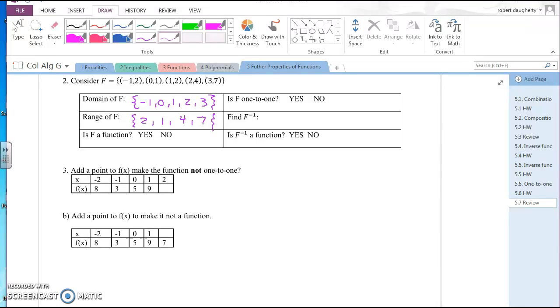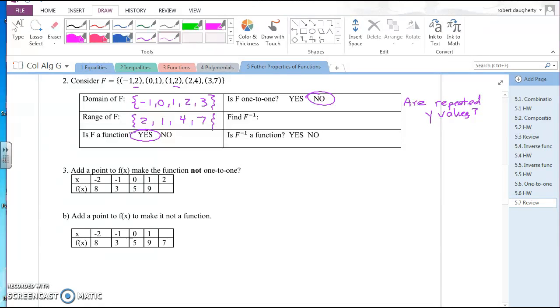Is f one-to-one? When it's one-to-one, you're asking yourself, are there any repeated y values? If I have repeated y values, it's not one-to-one. So if I look at my y values, the 2 is repeated, so this is not one-to-one. Is this a function? Remember, for functions, I'm asking, are there any repeated x values? Negative 1, 0, 1, 2, 3. It is a function because there are no repeated x values.